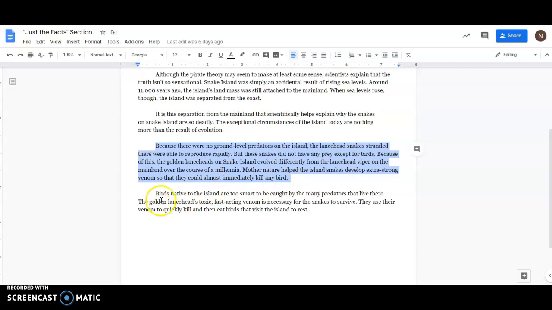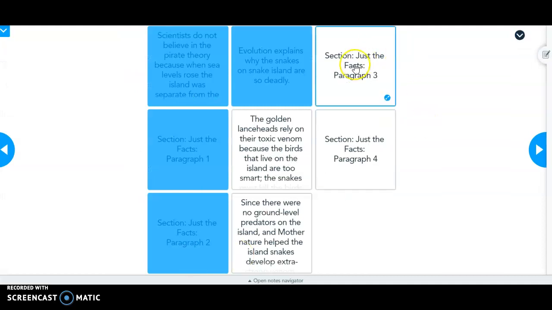Okay, and then we have paragraph 4. Birds native to the island are too smart to be caught by the many predators that live there. The golden lancehead's toxic, fast-acting venom is necessary for snakes to survive. They use their venom to quickly kill and then eat birds that visit the island to rest. So those were paragraph 3 and 4. So here we have Just the Facts, paragraph 3.